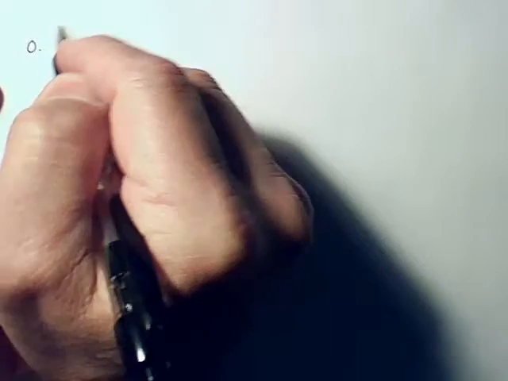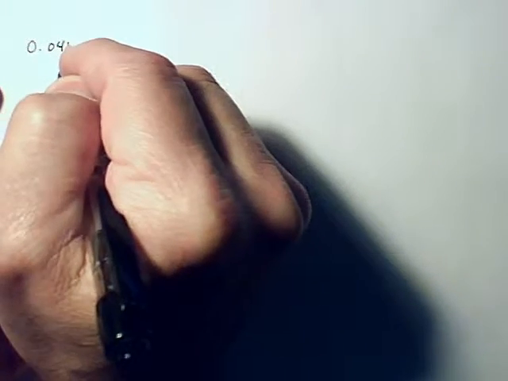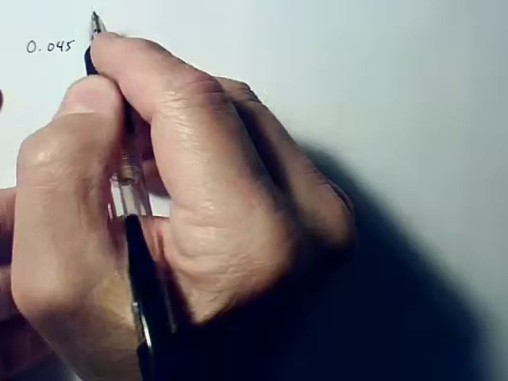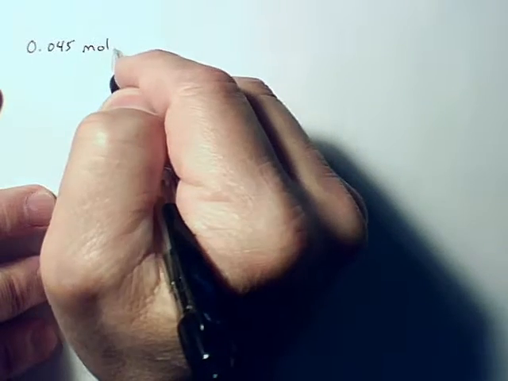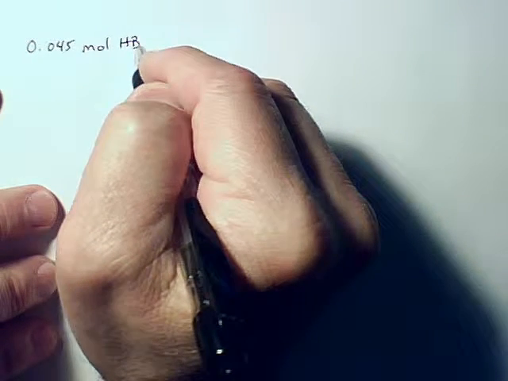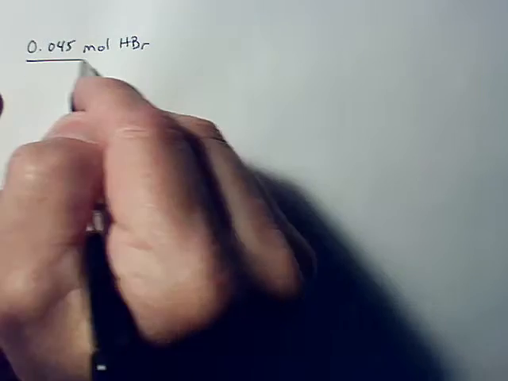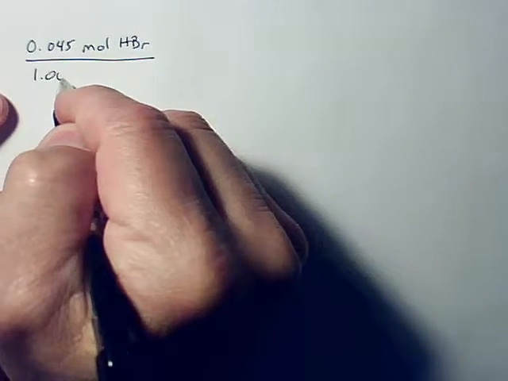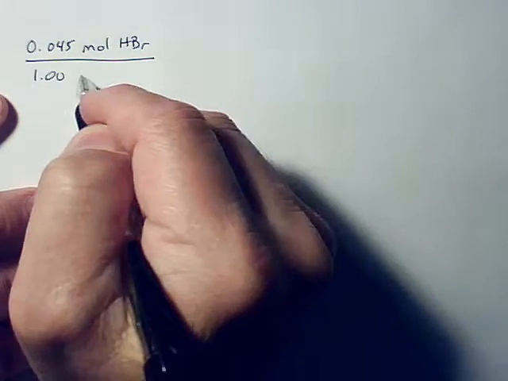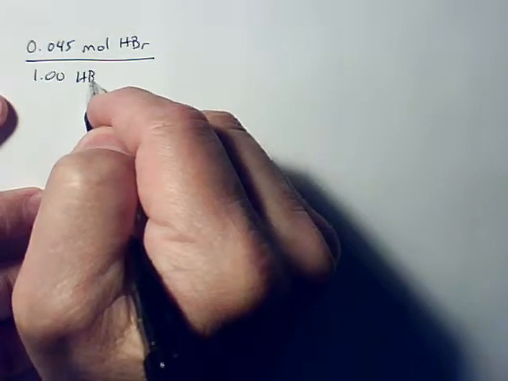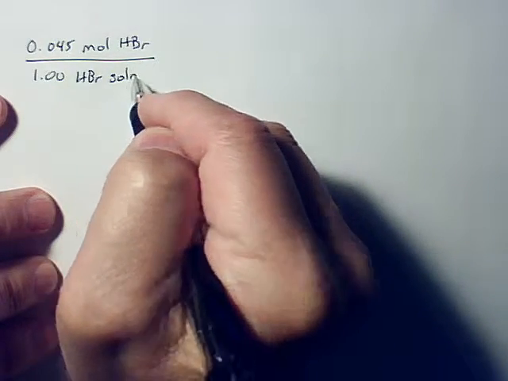Okay, so we're going to calculate the pH of a solution in which HBr is dissolved in water, and we've got 0.045 moles of HBr, and that's going to be placed into 1 liter of water, which becomes then our HBr solution.